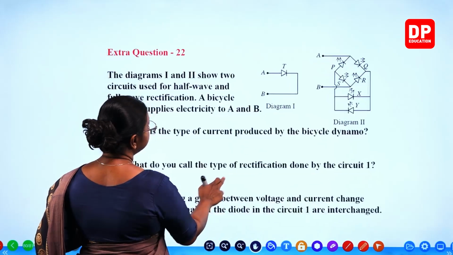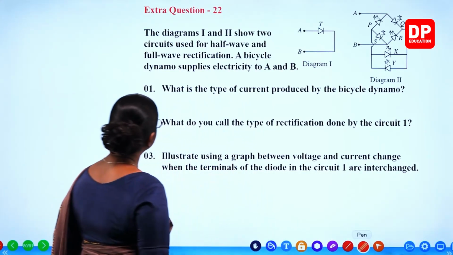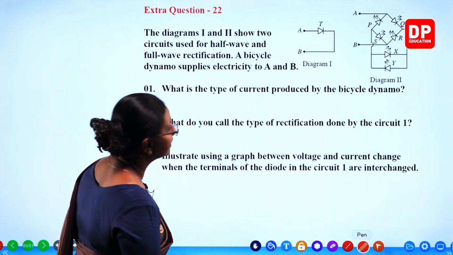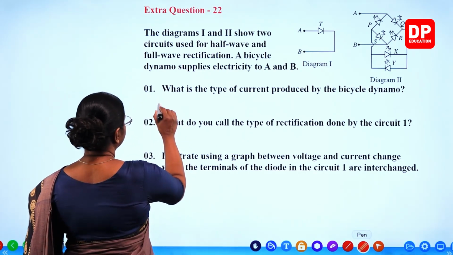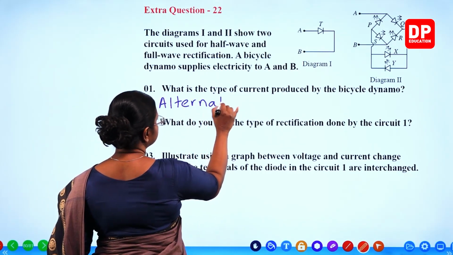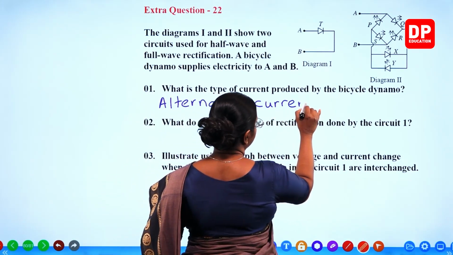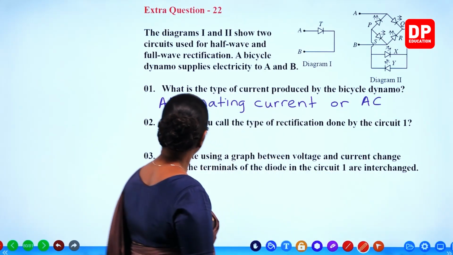Then, if we look at the questions, what is the type of current produced by bicycle dynamo? Bicycle dynamo produces alternating current. Or you can write it as AC, alternating current.